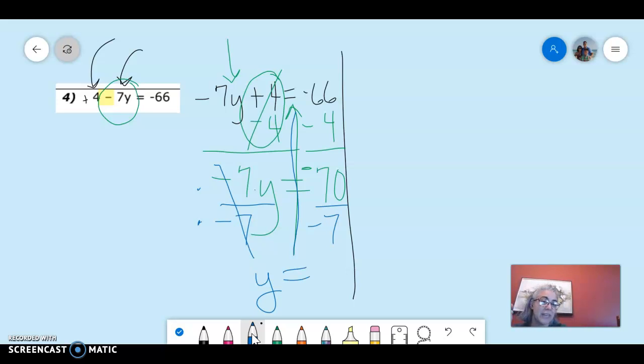And then a negative 70 divided by a negative 7, well, a negative divided by a negative is a positive. I'm using my integer rules. And then 70 divided by 7 is 10. So my answer is 10 using the algebraic method.